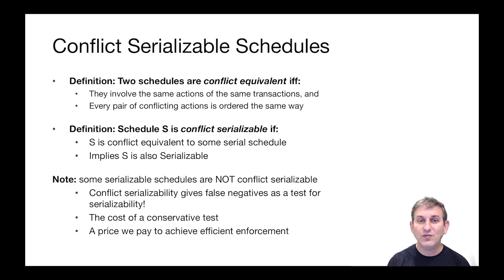And if S is conflict serializable, then we know it's also serializable. Because if it can be shown to be conflict serializable, that means that the only difference between it and a serial schedule is the order of non-conflicting operations, which we said have no effect on the final state. Okay? So conflict serializability is a conservative test for serializability. Note that it is conservative, which means that some serializable schedules are not conflict serializable. So conflict serializability can give us some false negatives as a test for serializability, and that's the cost of a conservative test, the price we pay to achieve the easier enforcement that conflict serializability is going to give us.